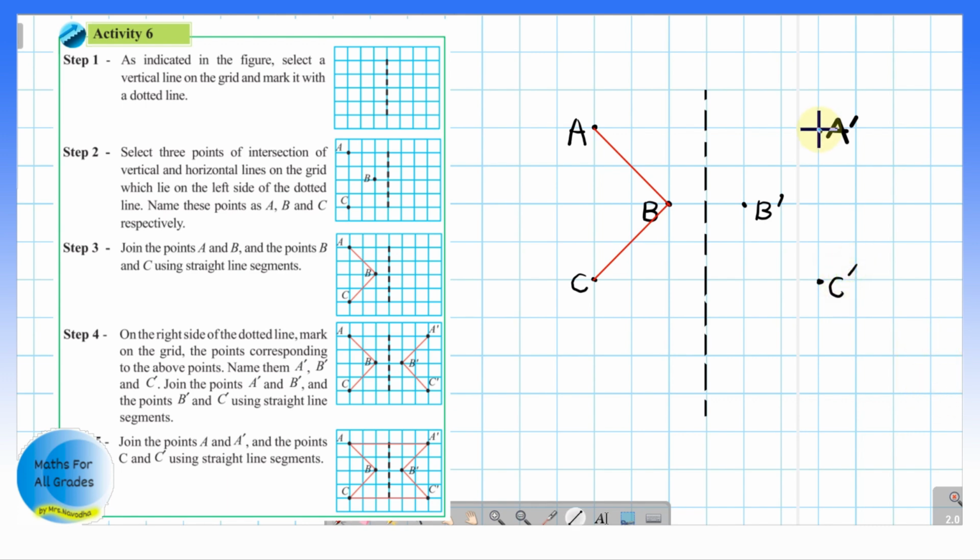Now let's join these points A dash and B dash, B dash and C dash. In step 5, join the points A and A dash and the points C and C dash using straight line segments. Now we have obtained a bilaterally symmetric figure, and this dotted line is the axis of symmetry of this figure. There is an example given on the next page.